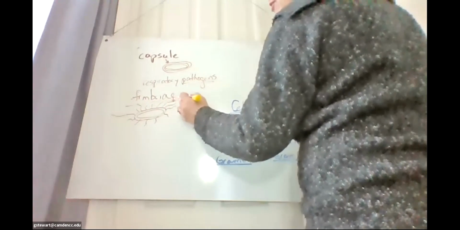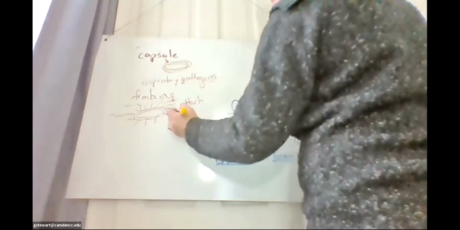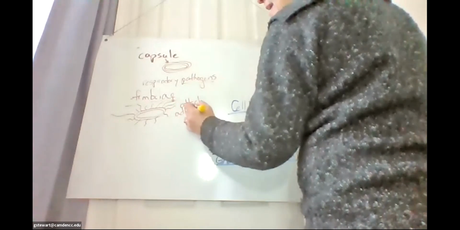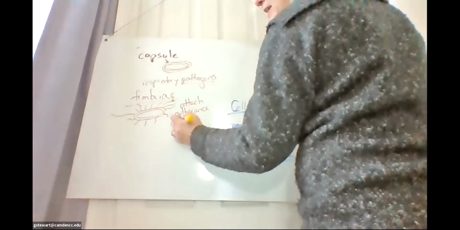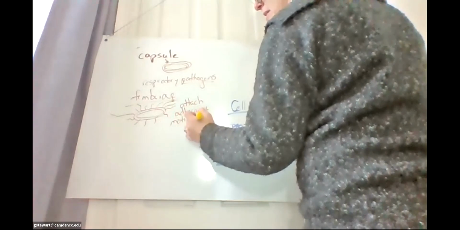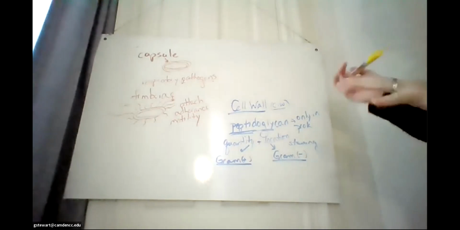They are for attaching, or we say adherence. And it's just been shown that they can actually help the bacteria move. So they can actually be involved in motility, which is a new feature of fimbriae. They can also be used, we'll talk about in a minute, for exchanging DNA from one cell to another.